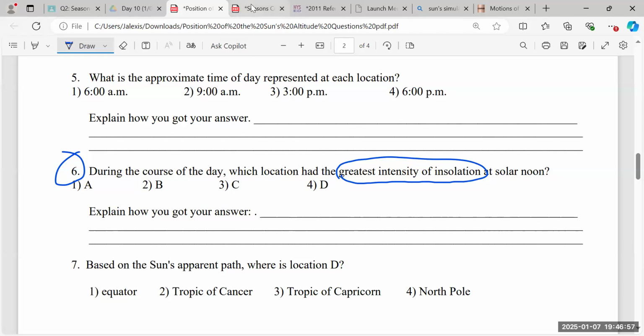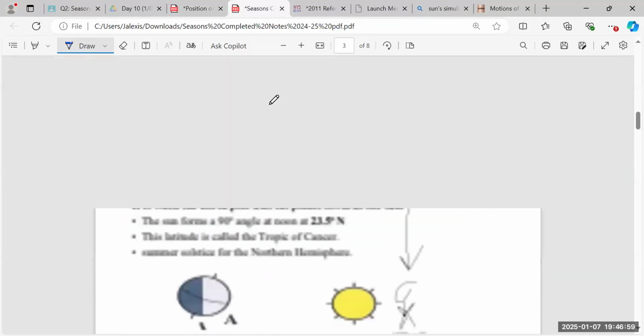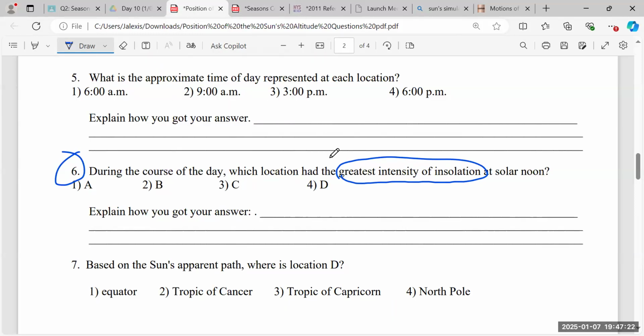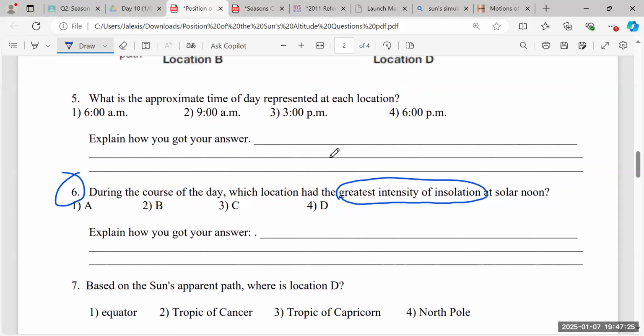So when I look at my notes, when we look at page 2, you can do this as well. If you go to page 2, it says right here, higher sun angles means more intense sunlight. So the higher the sun angle, the more intensity of the amount of energy given from the sun. So when I hear that, I'm basically going to choose which location had the greatest intensity of insolation at solar noon.